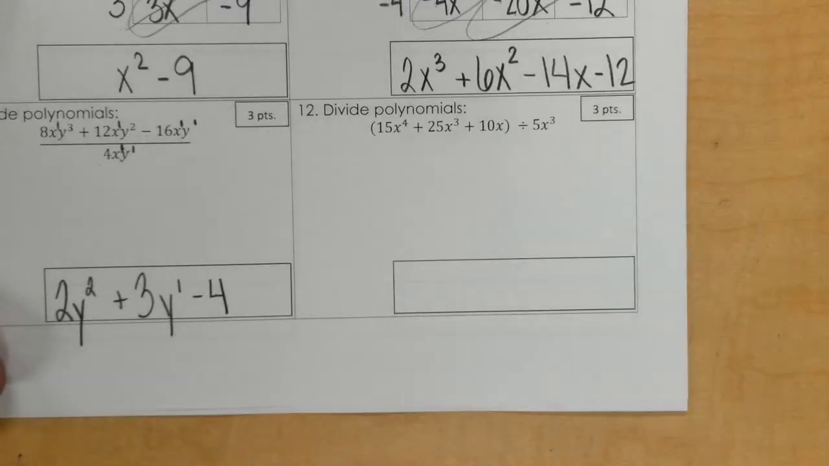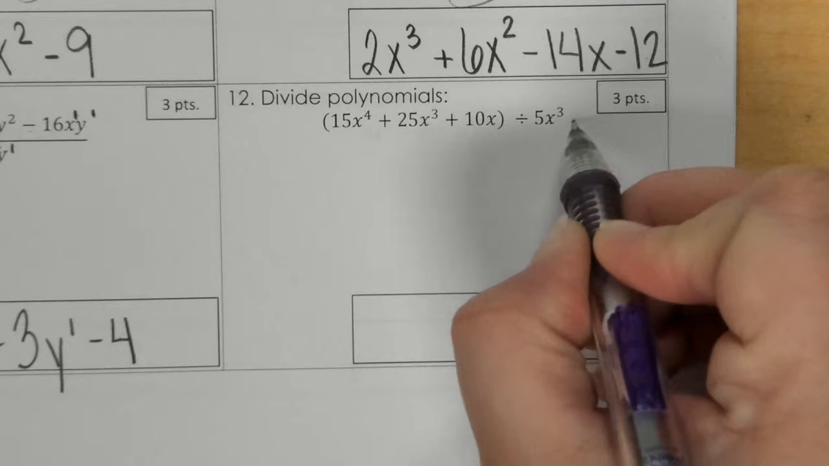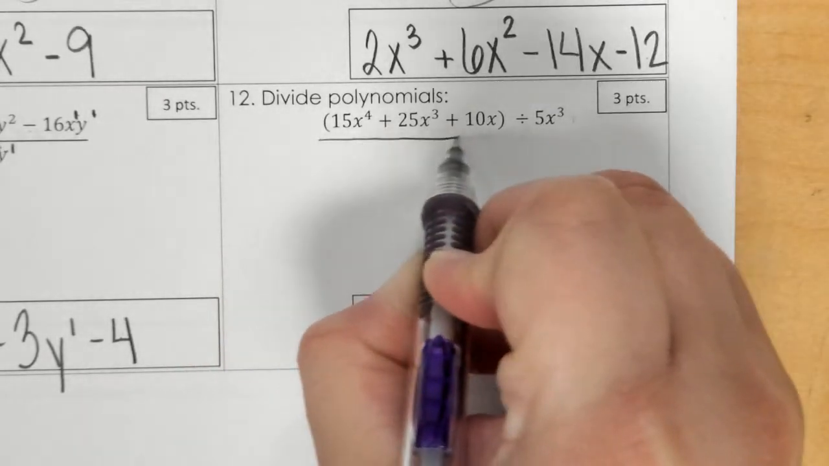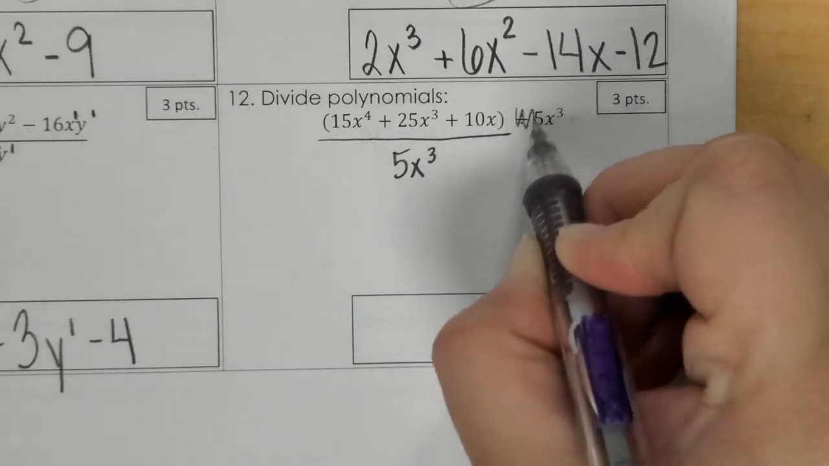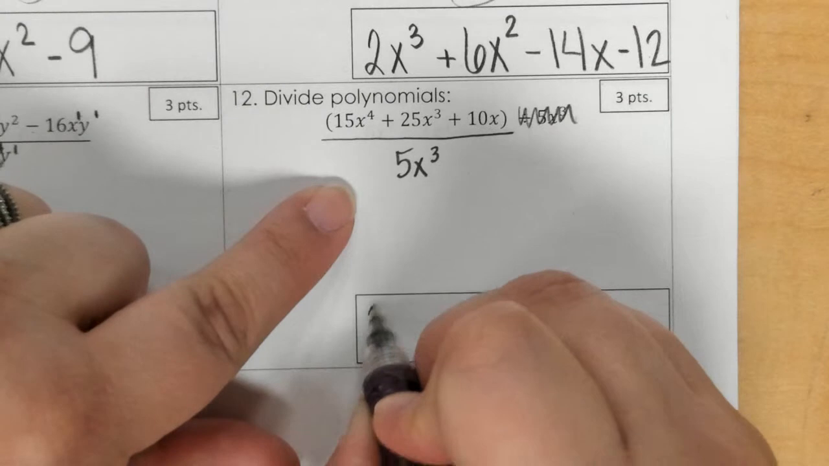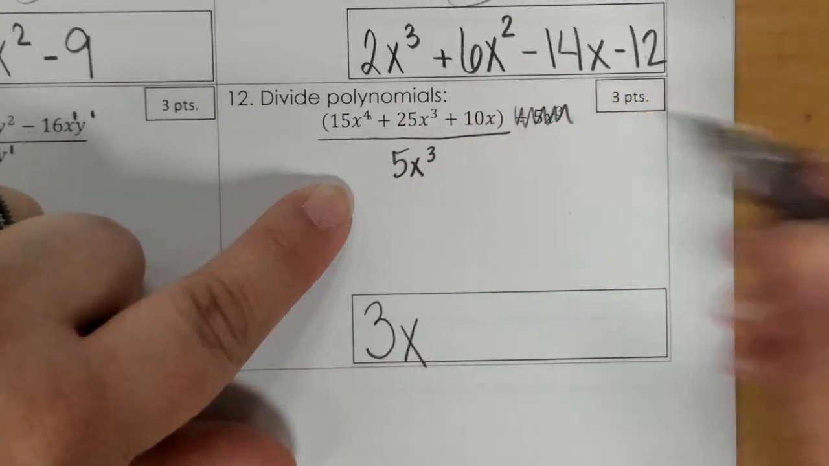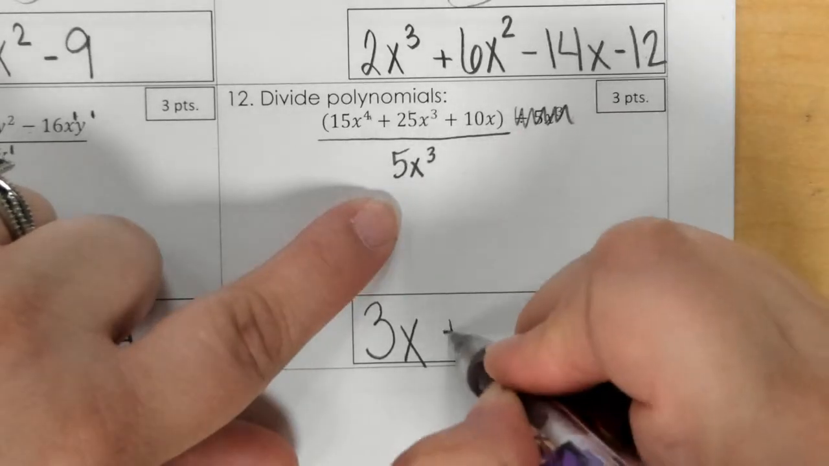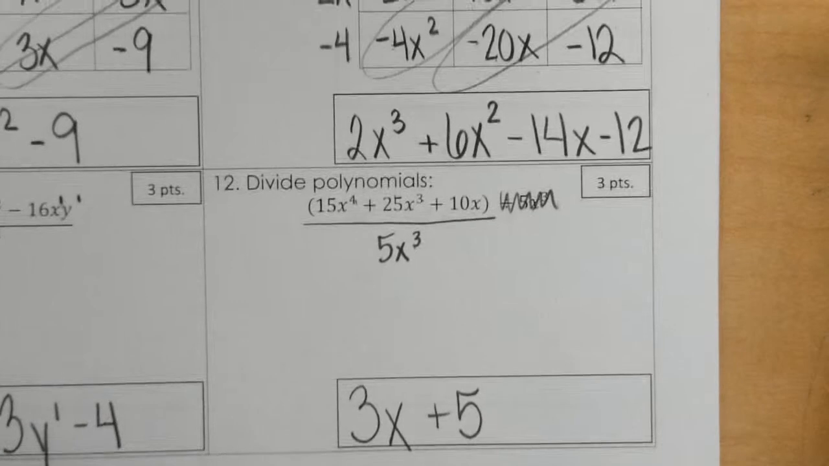And in number 12, you bring this monomial right here underneath. And we go ahead and get rid of it. So again, we're going to divide and subtract. So 15 divided by 5 is 3. 4 minus 3 is x to the first. 25 divided by 5 is 5. And 3 minus 3 is 0, so we don't need to write that down.